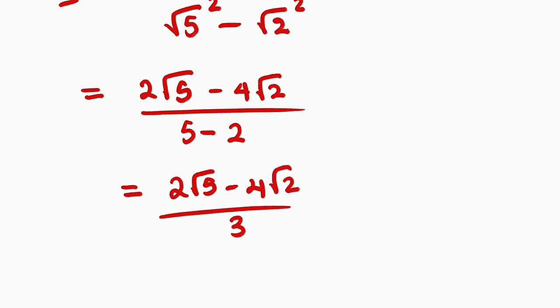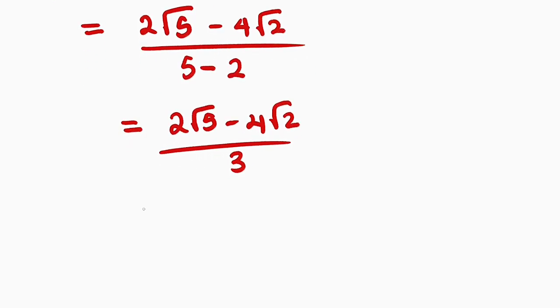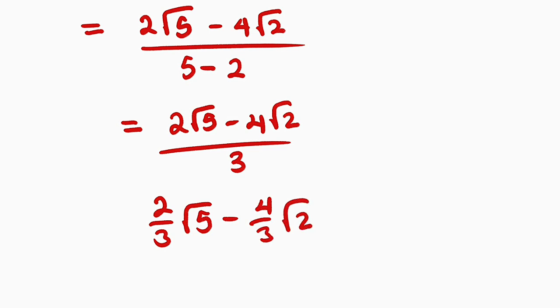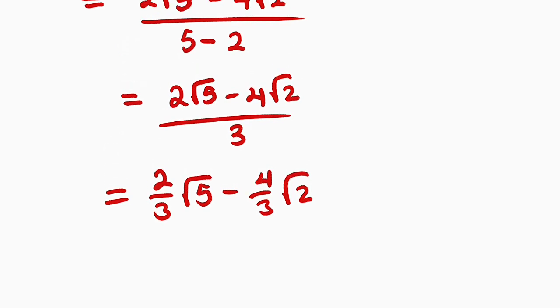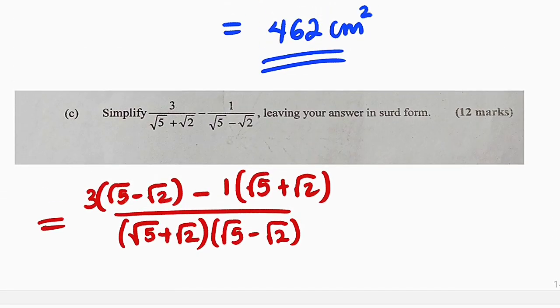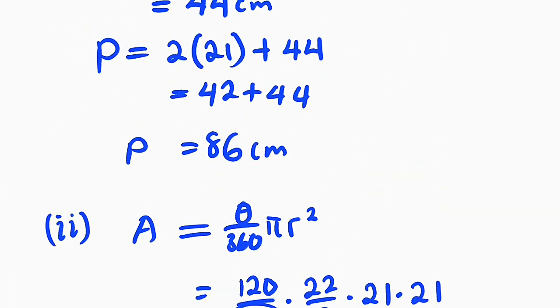So we have just simplified it, but if you so wish, you can also break it down. That is not a must. This can be written as 2 over 3 square root of 5 minus 4 over 3 square root of 2. And if you so wish, again, you can factor out something, because you can see we have a common factor of 2, but just leave it like that. So this is all about question number 6. Let us move on to question number 7.